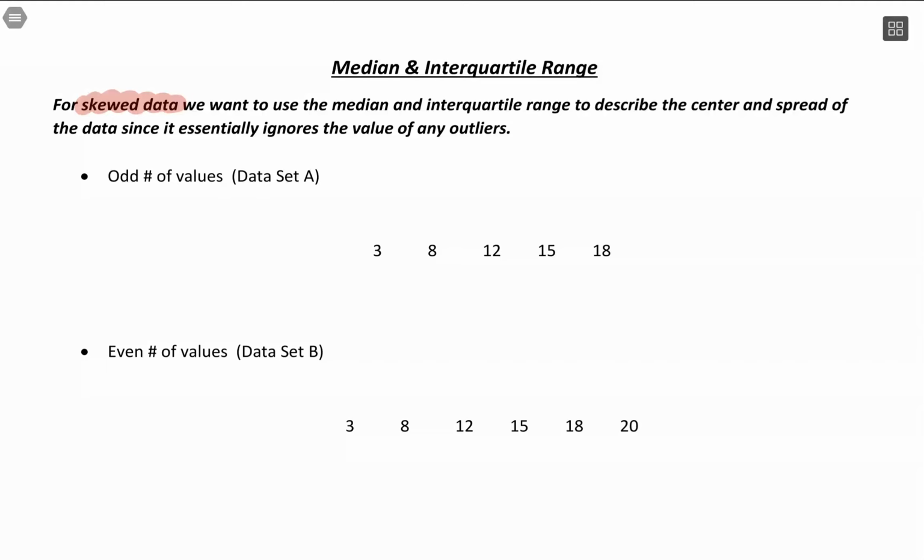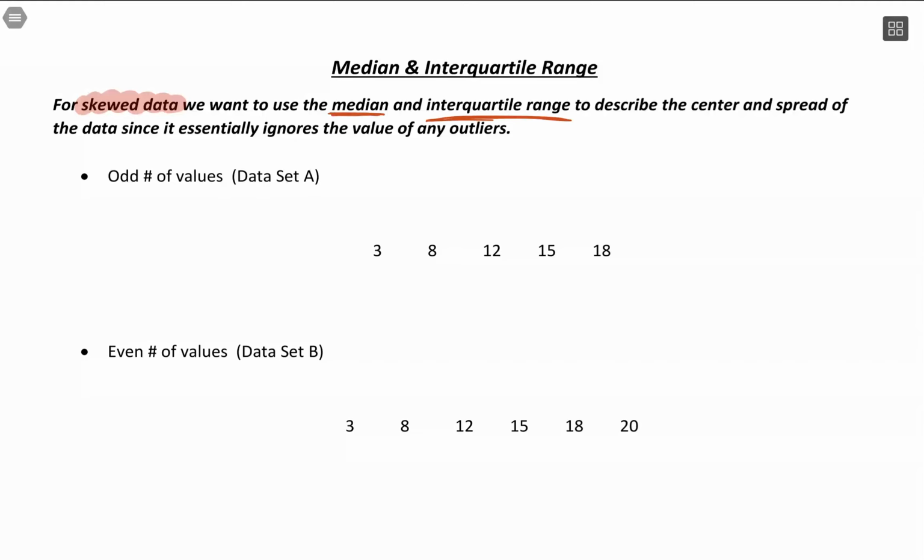Because we don't want to use the mean and standard deviation, because as we talked about, when the data is skewed, then the mean gets skewed, and if the mean's skewed, then the standard deviation is skewed. So then everything would be off, and we wouldn't want to use those values. So instead, what we're going to do is use the median to describe center and interquartile range to describe spread.